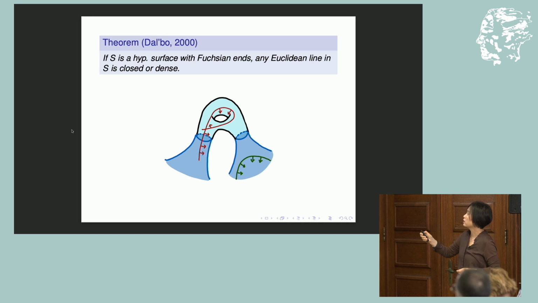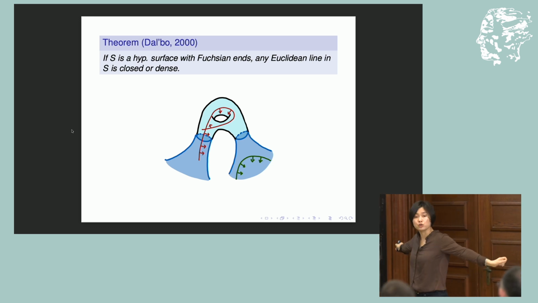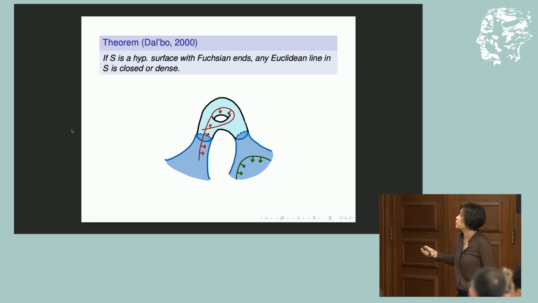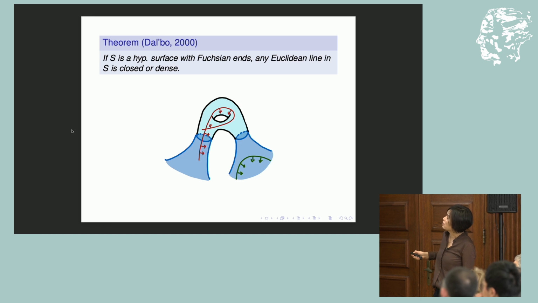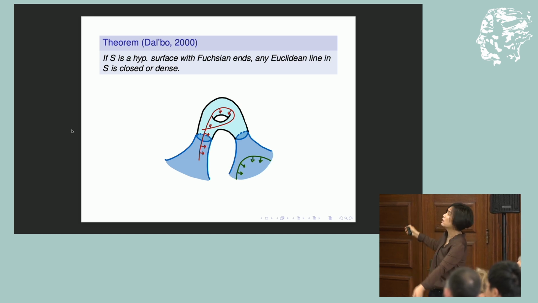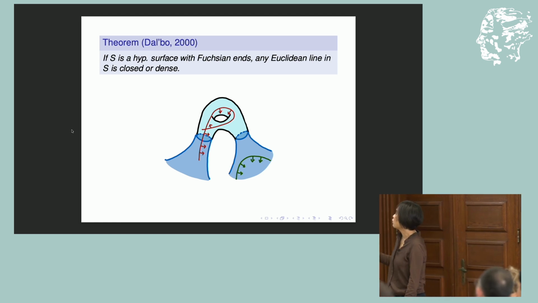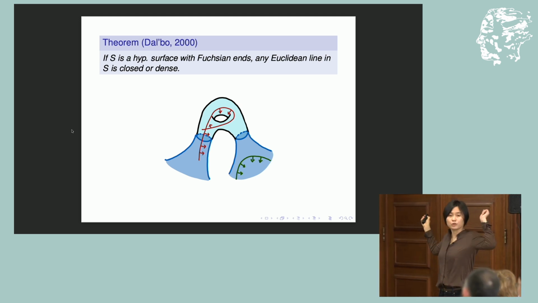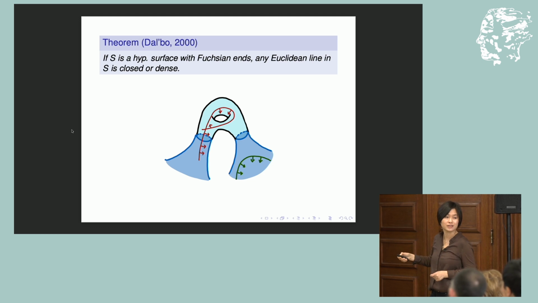Our Euclidean line may lie in this Fuchsian end, in this flare, and then the two ends disappear to infinity. So this is topologically closed, because you just go to infinity. This is the only other possibility. Either your Euclidean line disappears in your flare, or it becomes dense everywhere, including the flare. There are only two possibilities, so we again have a dichotomy. If the Euclidean traveler travels in this hyperbolic surface with the Fuchsian end, then she might just disappear to infinity, or she gets to see all the places in this surface.